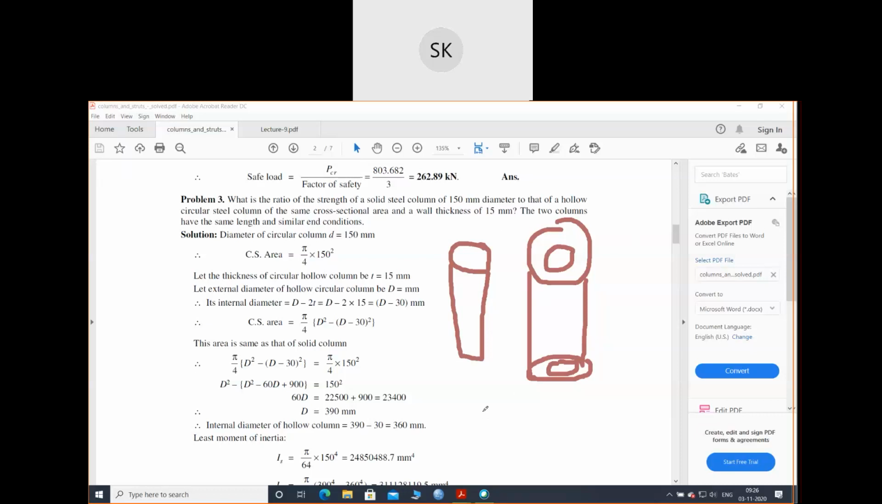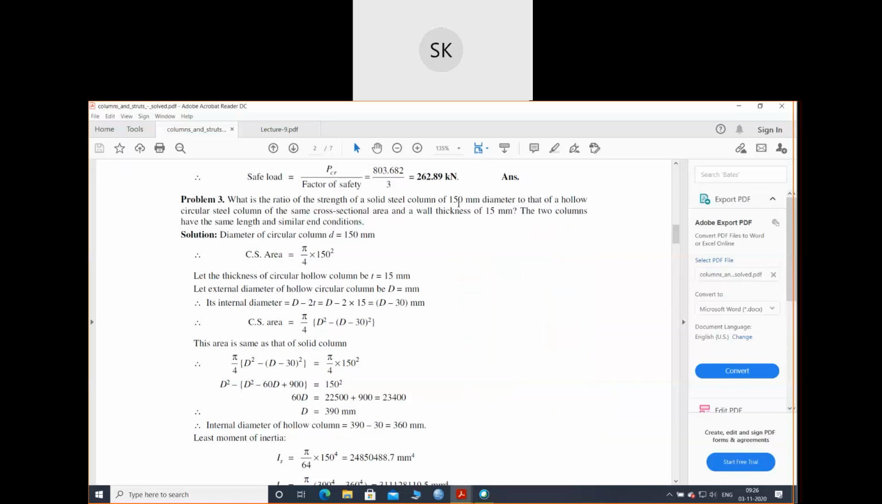And this strength means you have to compare the I value. You have to compare the I versus P value for both the sections. So see, only one diameter is given, and along with that, a thickness is given. So what can you find? You can find the external and internal diameter. This diameter will be used to find the I value of the solid column. You can find the I value of the hollow column once you have found the internal and external diameter.